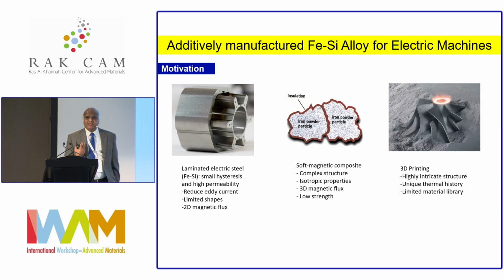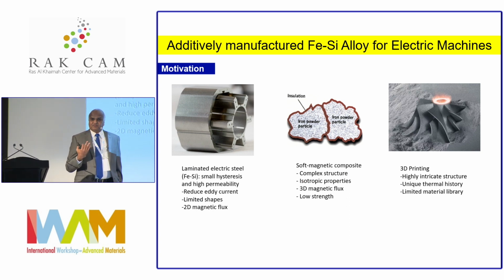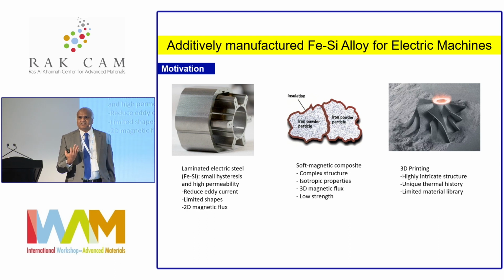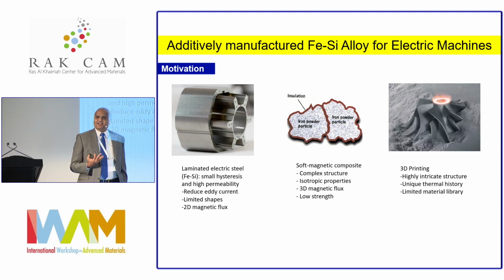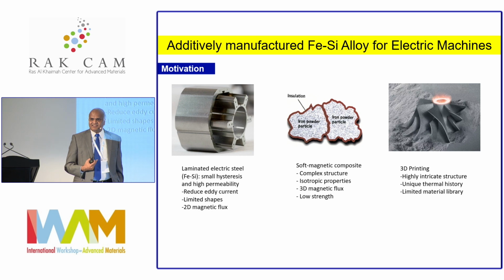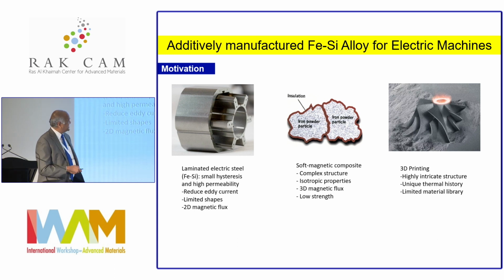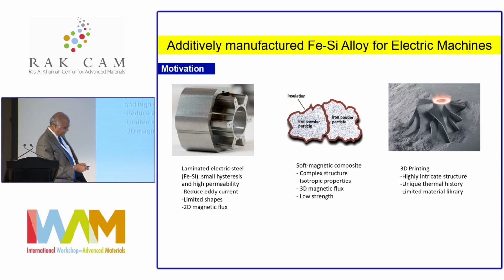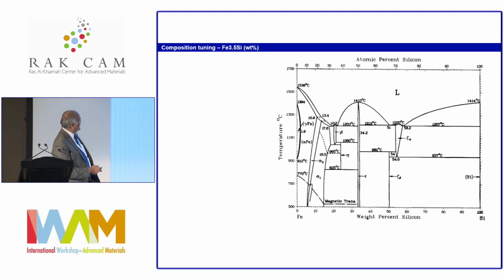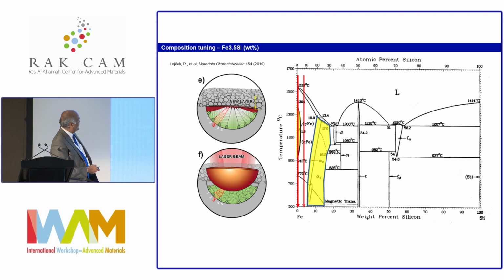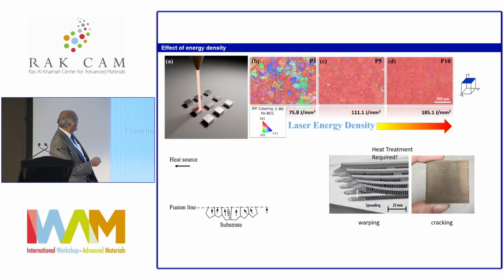We have also been exploiting this directional growth of grains for electrical applications. Iron silicon alloys are used in transformers, for example. These are laminated sheets, and we have been exploiting 3D printing technologies. So we used an iron silicon alloy. I'm just going to skip this very quickly. We picked a specific composition, 3.5 weight percent, and then we built these parts. And you can see these are highly textured.